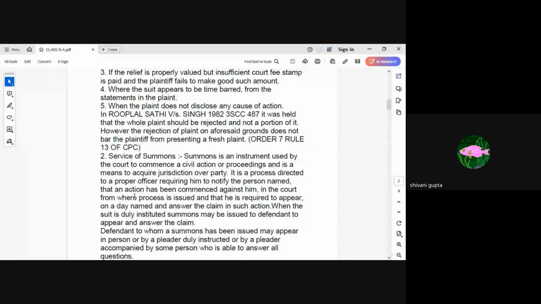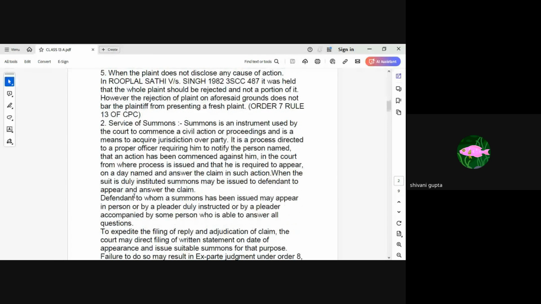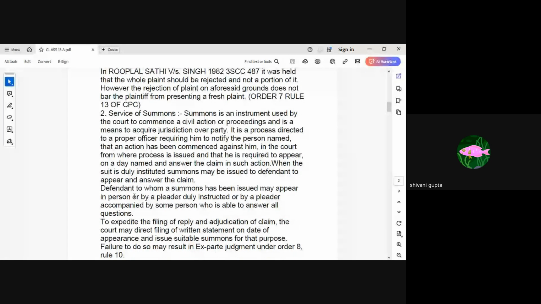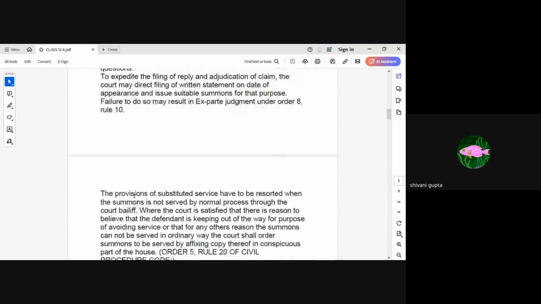Now, when the suit is duly instituted, summons may be issued to the defendant to appear and answer the claim. The defendant to whom a summons has been issued may appear in person or by a pleader duly instructed, accompanied by some person who is able to answer all the questions. To expedite the filing of the reply and adjudication of the claim, the court may direct filing of the written statement on the date of appearance and issue suitable summons for that purpose. Failure to do so may result in an ex parte judgment under Order 8, Rule 10.